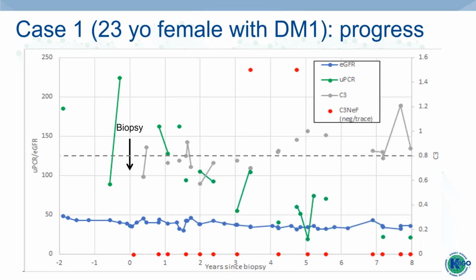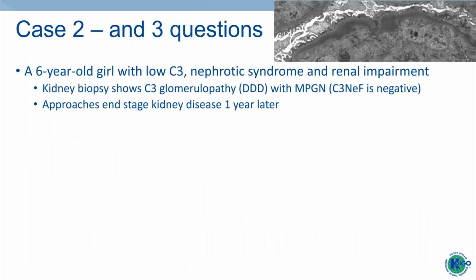Over the following 8 years, the proteinuria, as you can see here, although it moved around somewhat, gradually improved. The eGFR stayed roughly constant, and the C3, if anything, increased. There was a trace positive C3 nephritic factor on 2 occasions. She received no treatment other than the renin-angiotensin system blockade. So that's the first case, or at least the first 8 years of the first case.